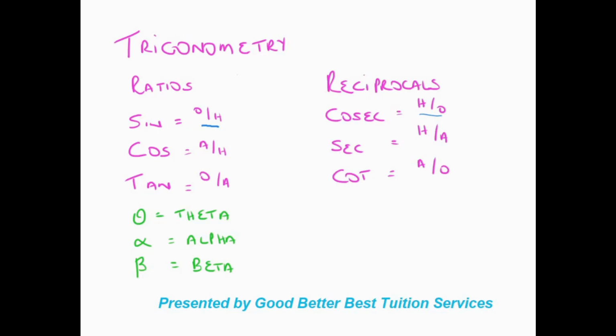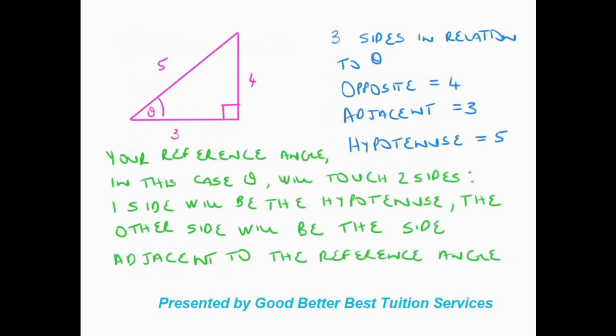Then the next thing that I'd like to discuss with you are the reference angles that we use. Just like in algebra, we have x, y, and z, or a, b, and c for our unknowns. Here we use theta, alpha, and beta as references for our unknown angles. As mentioned before, our sine, cos, and tan ratios only apply to a right-angled triangle.